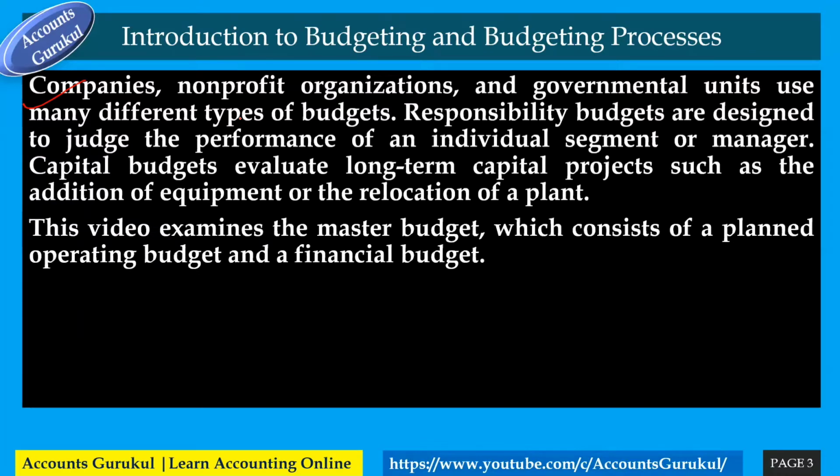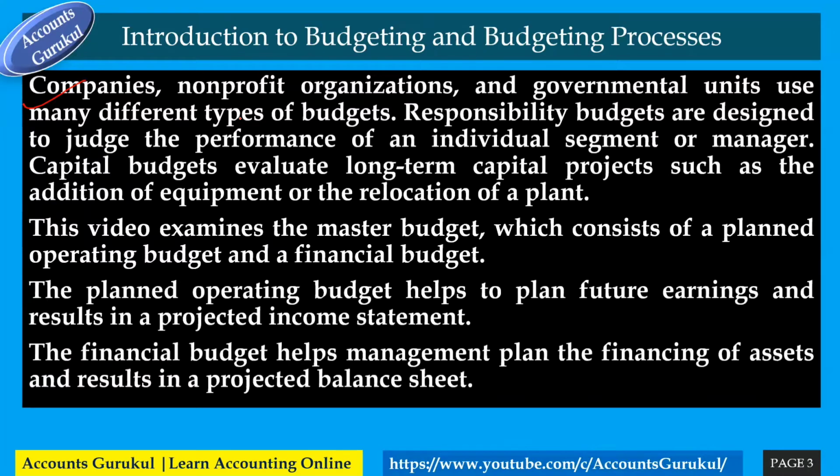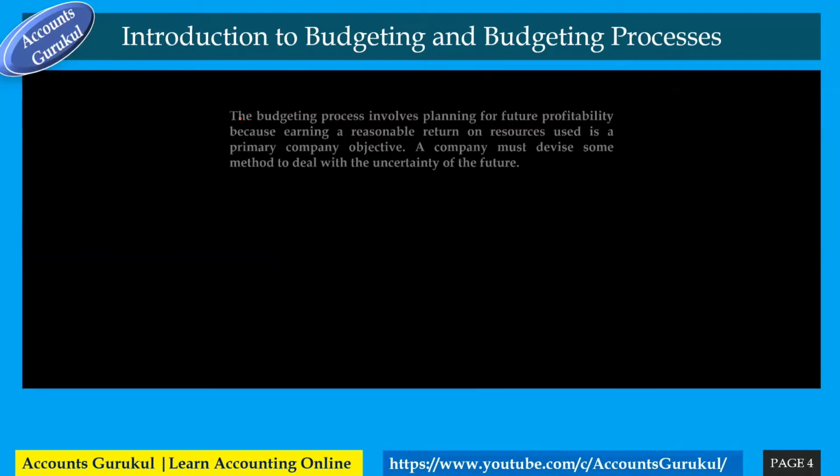And this video examines the master budget, which consists of a plan operating budget and a financial budget. The operating budget helps to plan future earnings and results in a projected income statement. And the financial budget helps management plan the financing of assets and results in a projected balance sheet. So there is the operating budget and there are financial budgets.